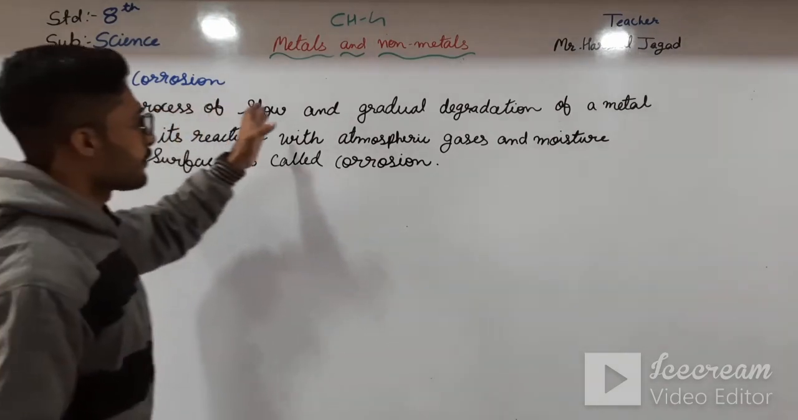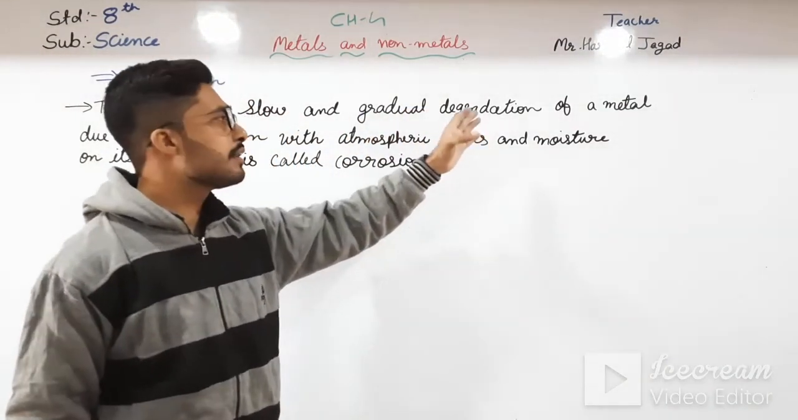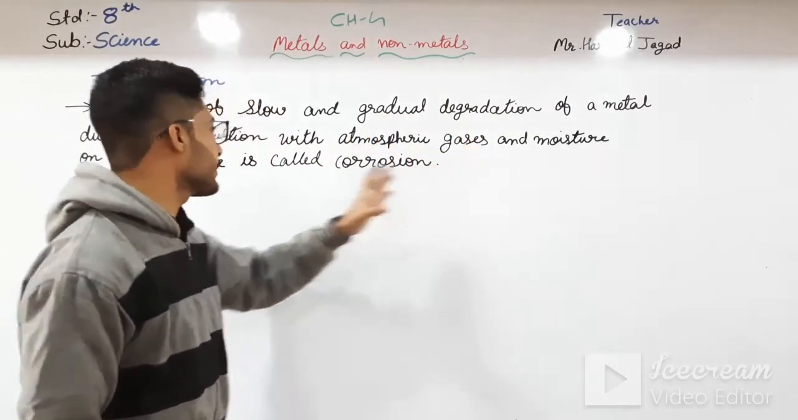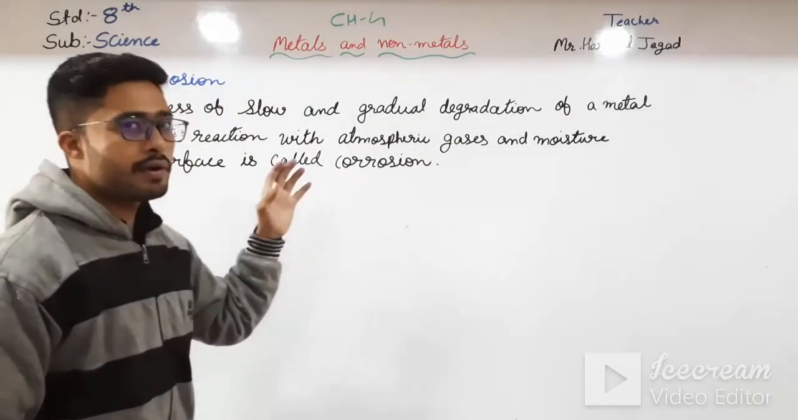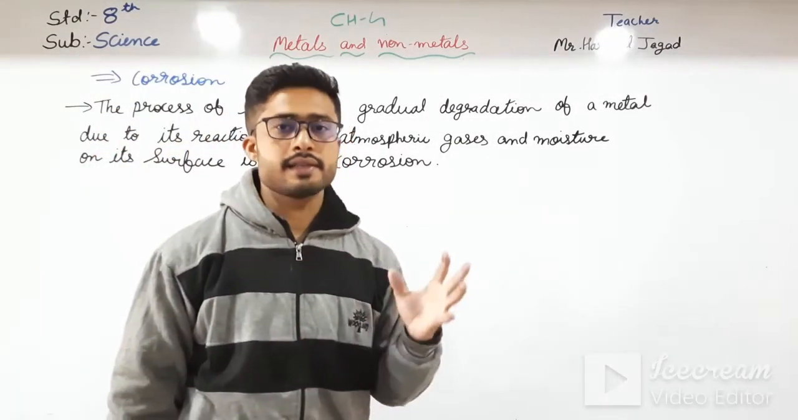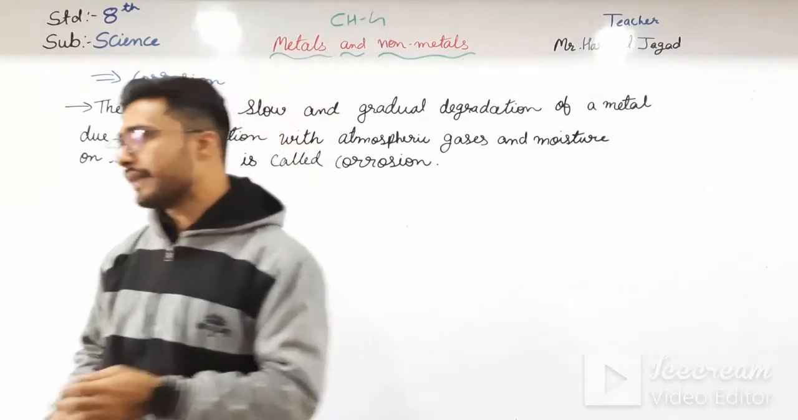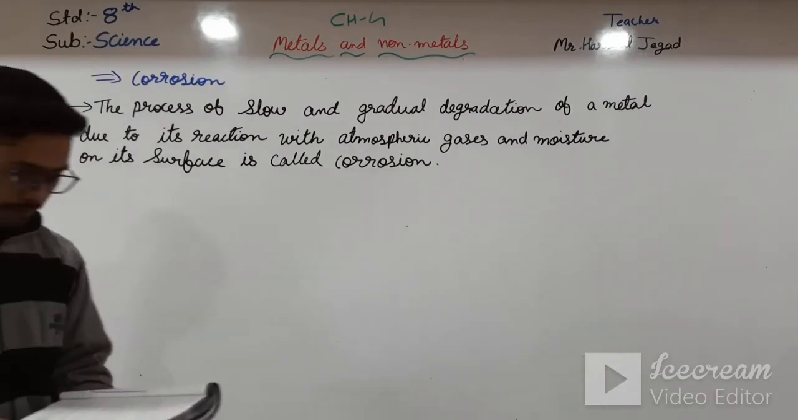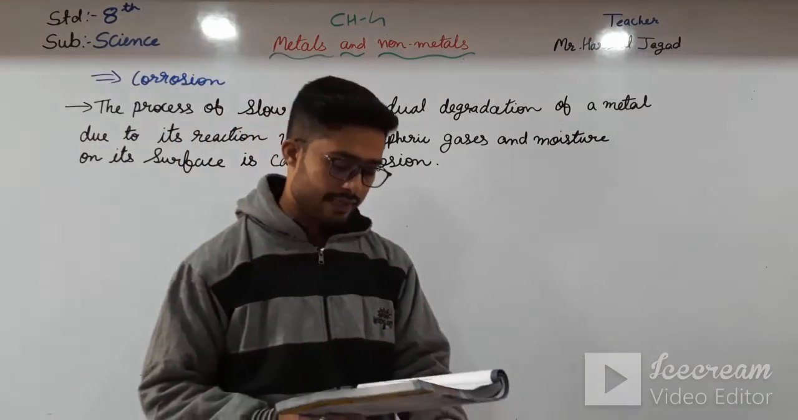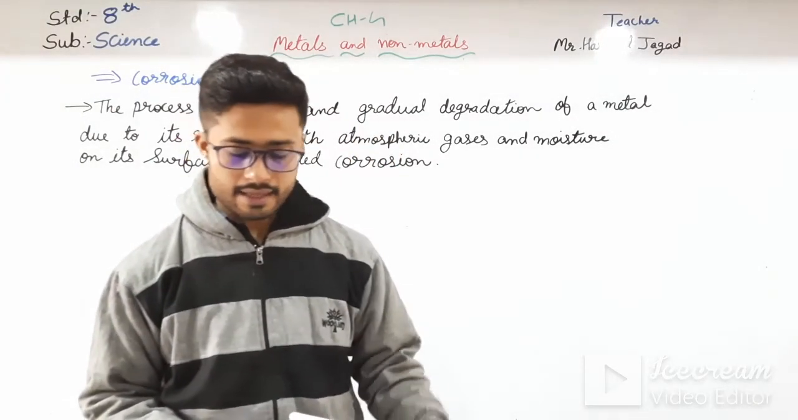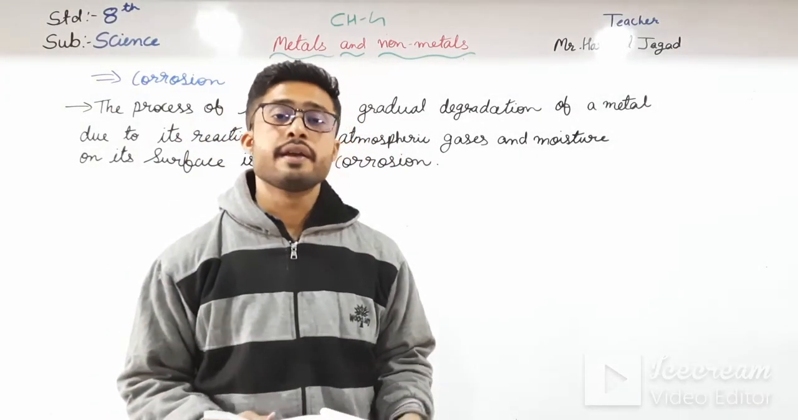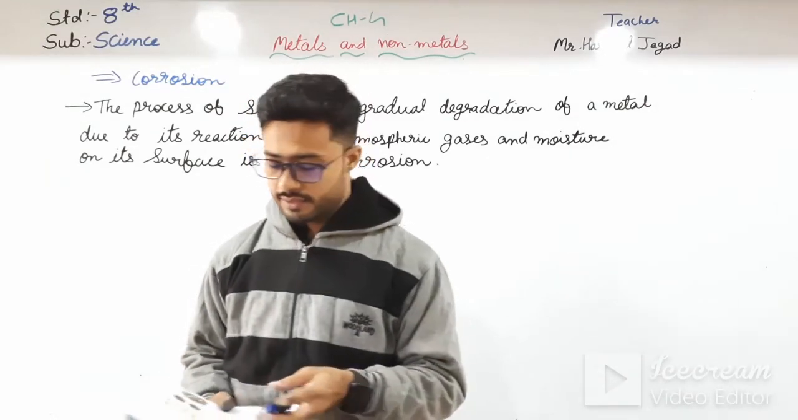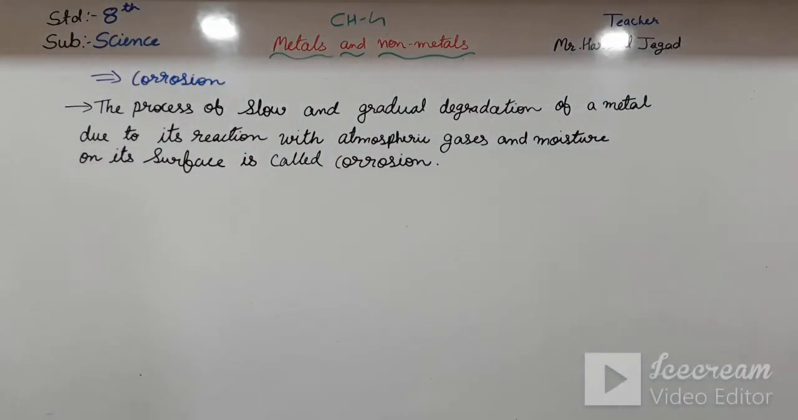So the process of slow and gradual degradation of a metal due to its reaction with atmospheric gas and moisture on its surface is called corrosion. Okay students, it is known as corrosion. It happens in most of the metals. Here, first there is an example of iron. Iron reacts with oxygen and moisture present in the air to form a reddish brown substance called rust. Rust is called "kat" in Gujarati. Okay, students, so I am just writing what is rust over here.